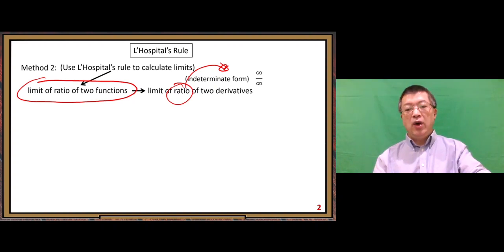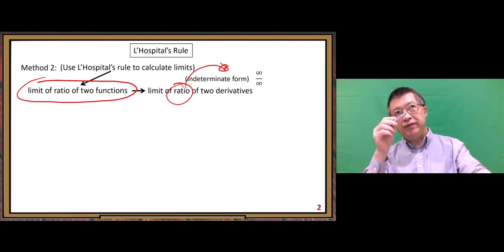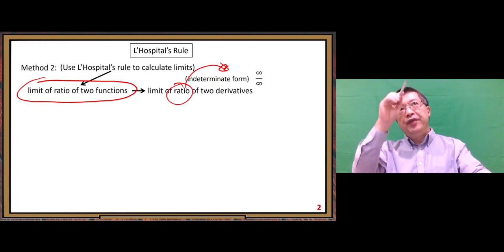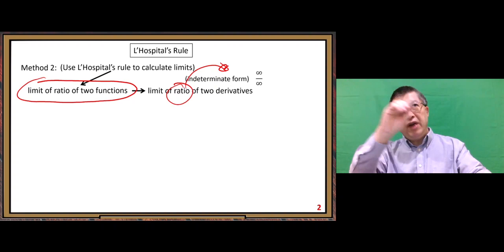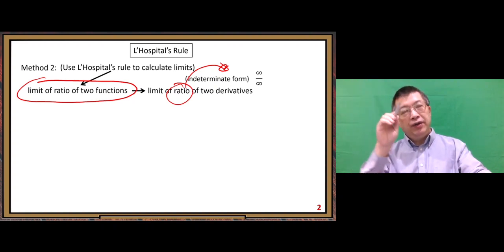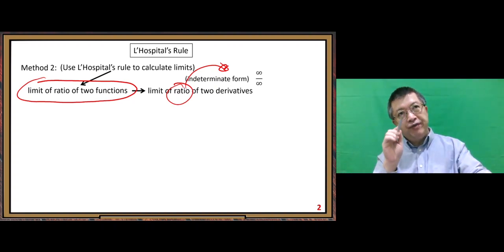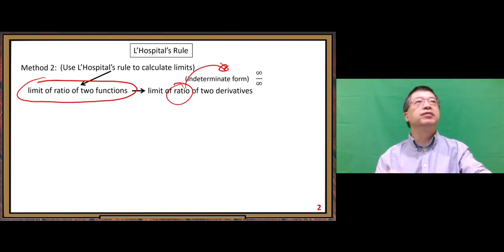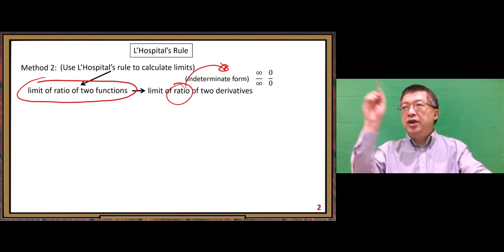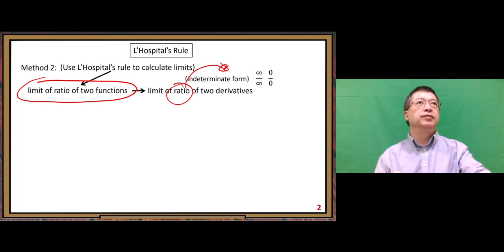One is infinity over infinity. That means the numerator goes to infinity when the variable goes to infinity, and the denominator also goes to infinity when the variable goes to infinity. In that case, you can use the L'Hopital's rule. Another, 0 over 0.